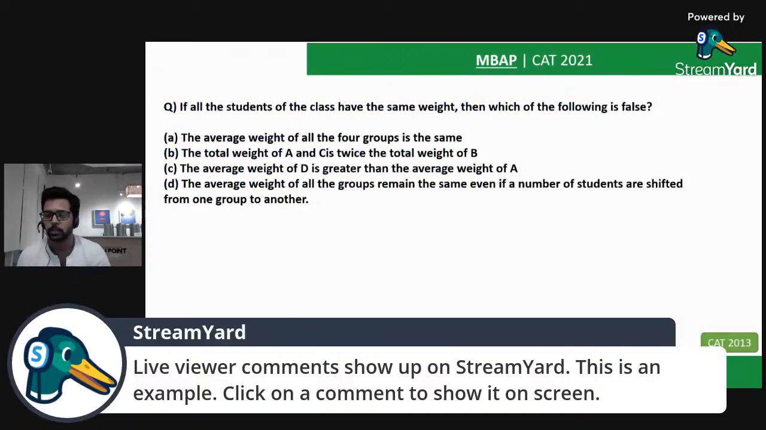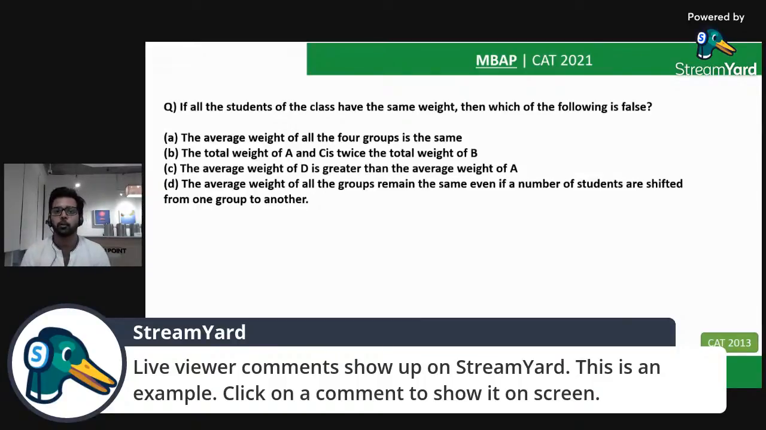Next question on the screen. If all the students of the class have the same weight, now they have given you a hint. The hint is that all the 60 students of the class have the same weight. Then which of the following is going to be false? All the 60 students have the same weight. This could be 10 kg, 20 kg, 50 kg, whatever it may be.